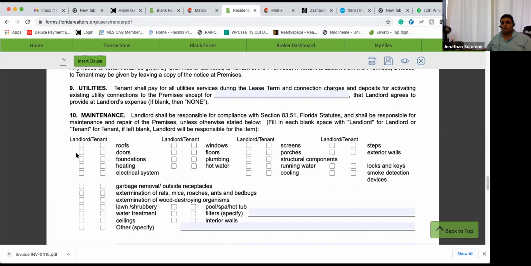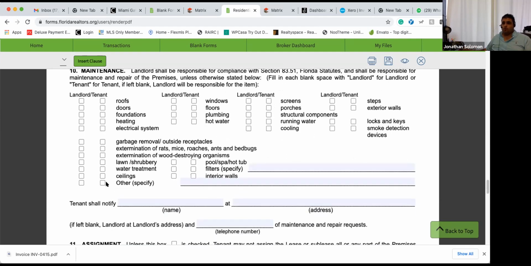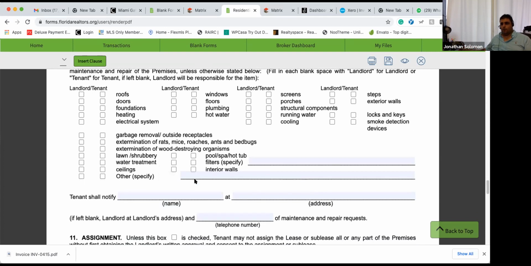Who's going to be responsible for the maintenance? Is it going to be the landlord? Is it going to be the tenant? For each and every section right here. And this is pretty detailed. And if there's something missing, you can always select other, or you can prepare an addendum to the lease to disclose and include other items that are missing for the maintenance.